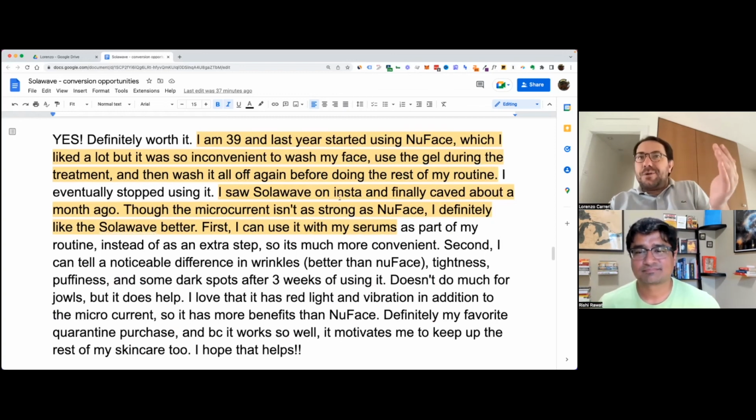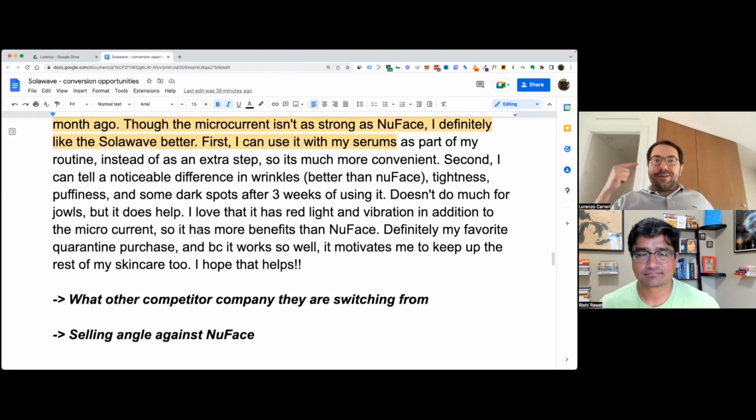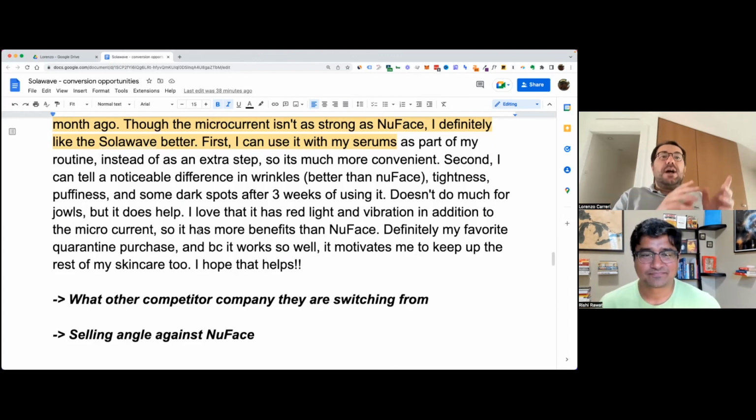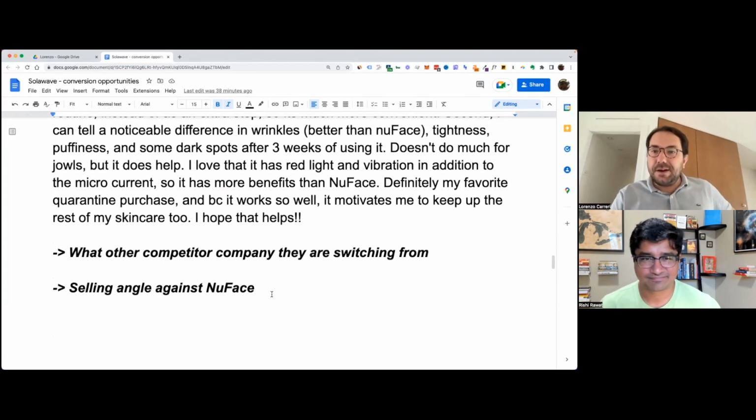I saw Solawave on Instagram and finally caved about a month ago. Though the microcurrent isn't as strong as NewFace, I definitely like the Solawave better, right? Blah, blah, blah. Now, this shows what competitor this person is switching from, and the selling angle that you could be using against that competitor in the ads, on the product page, or via email if they sign up for a newsletter or whatever. That's my last piece of data.